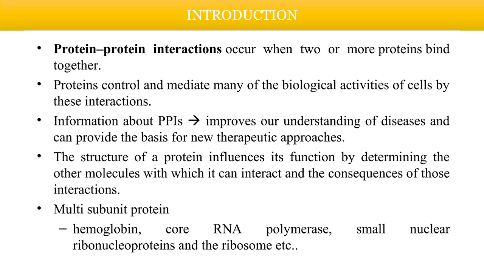Now, protein-protein interactions help us to get a better understanding of different kinds of diseases and provide information about the development of different therapeutics. From the structure of proteins, we can understand their function by determining the other molecules which can interact with them and the consequence of that interaction. Multi-subunit protein examples include hemoglobin, core RNA polymerase, small nuclear ribonucleoproteins, and the ribosome.